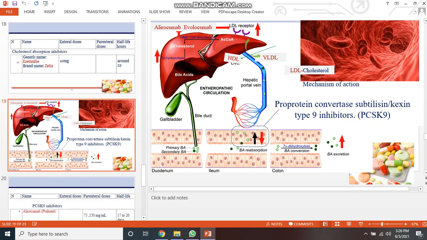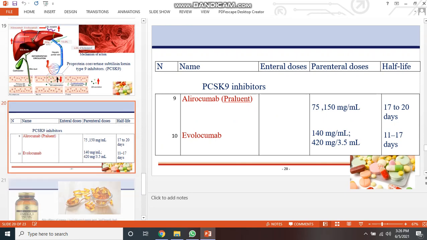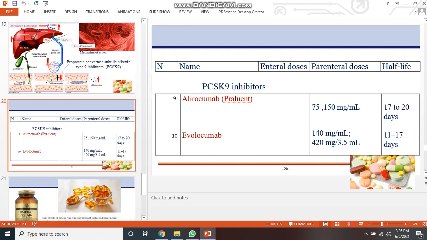And mechanism of action for PCSK9, proprotein convertase subtilisin/kexin type 9 inhibitor. In this you can say there is no side effect. And the PCSK9 inhibitors are Praluent, and their parenteral dose is 75, 150 mg per ml. Half-life is 17 to 20 days. Or evolocumab, their parenteral dose is 140 mg per ml, and their half-life is 11 to 17 days.